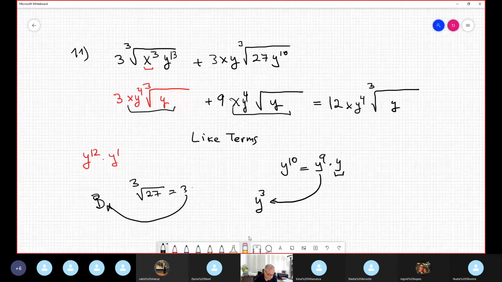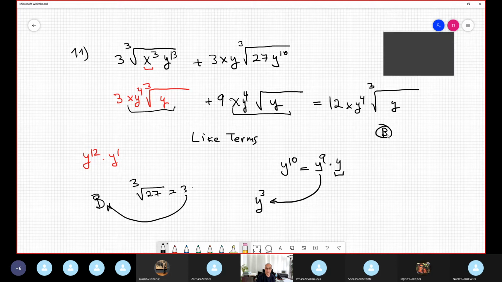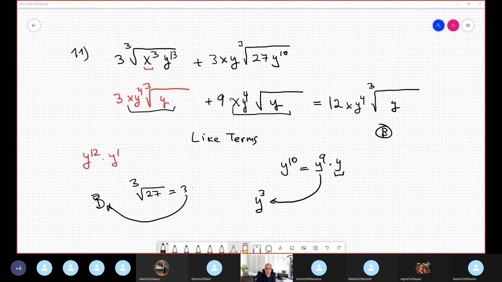And what is option B? I guess so. Option B. Option B. Any question? Do you feel strong with the simplification of the radical expression? Yes, okay. Anyone feel strong? Okay. Good.